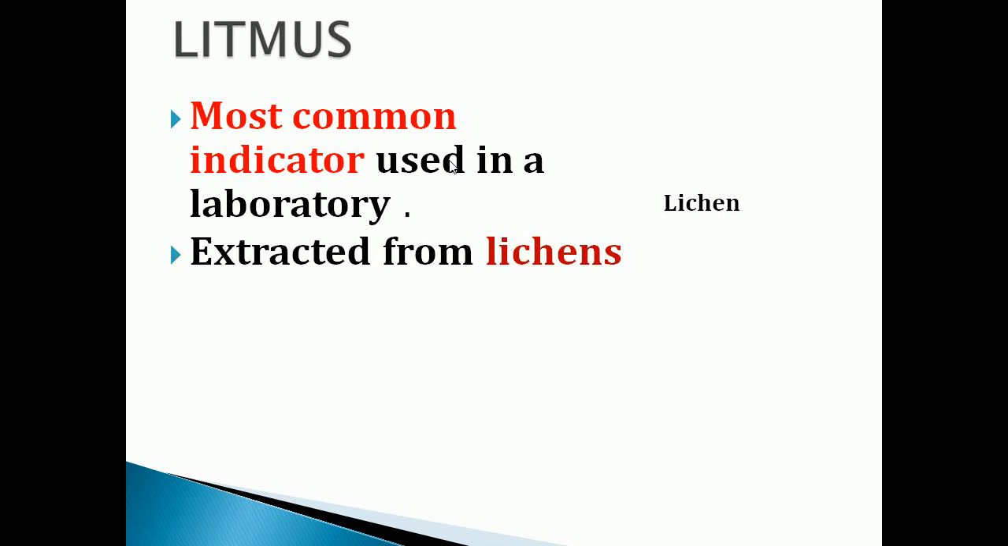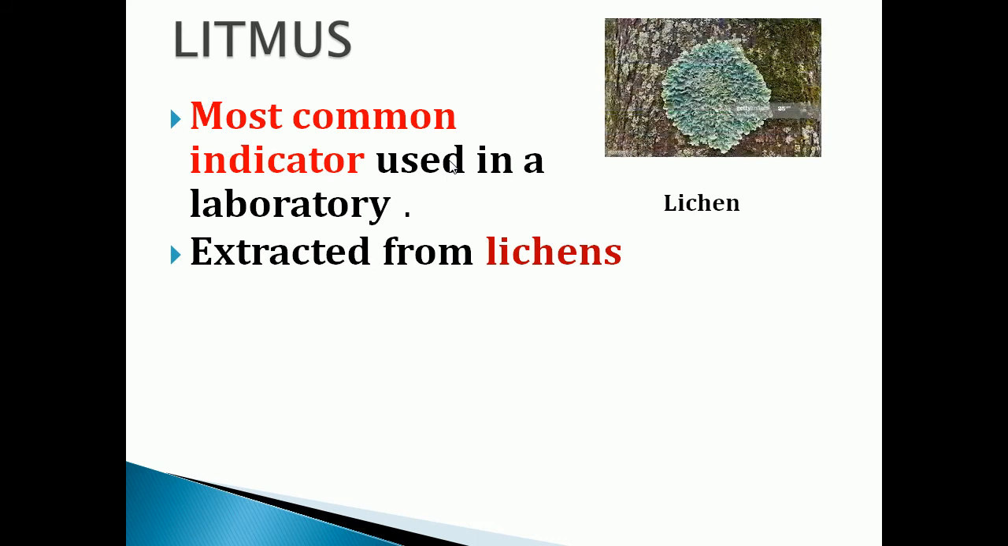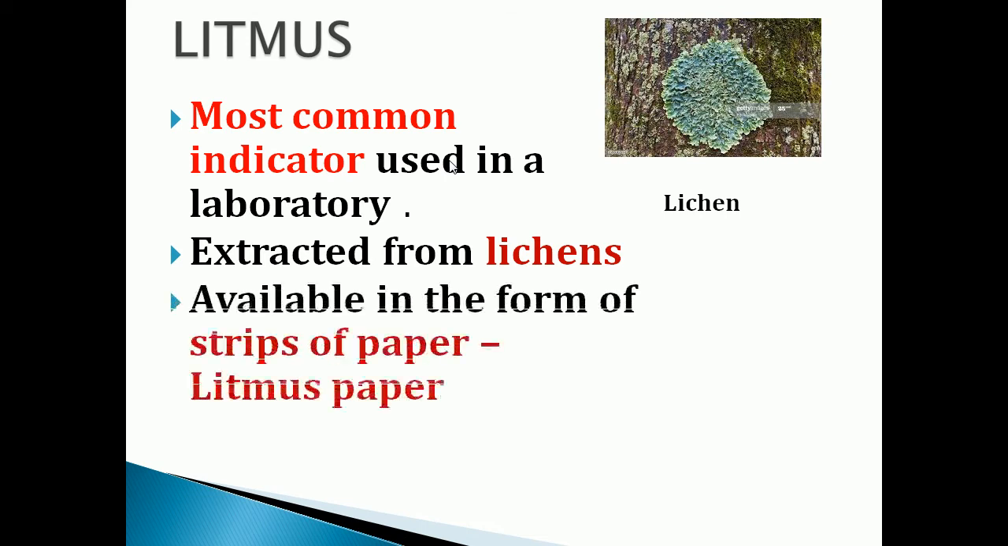So from where do we get litmus? From lichens. Lichens are microbes, an association of fungi and algae. Here you can see the picture of lichens, from which litmus is extracted, the commonly used indicator in laboratories.